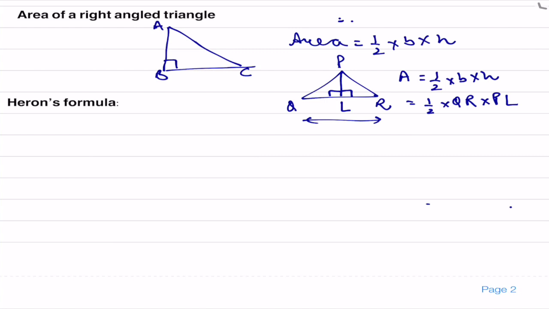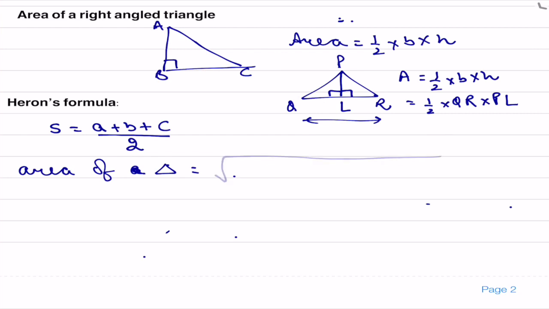So first, for Heron's formula, we will find S. S means the semi-perimeter. Perimeter we know is the sum of all the sides of the triangle. So let all three sides of the triangle be a, b, c. So semi-perimeter means (a plus b plus c) upon 2, half of the perimeter. After that, area of the triangle is square root of s into (s minus a) into (s minus b) into (s minus c). So with the help of Heron's formula you can find the area of any triangle. S is the semi-perimeter, and a, b, c are the three sides of the triangle.